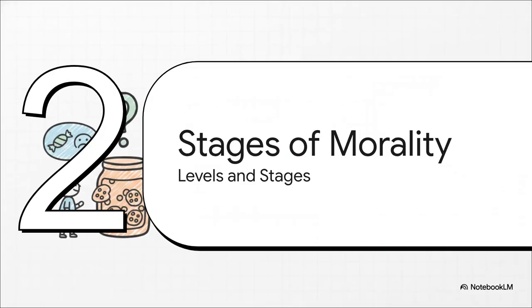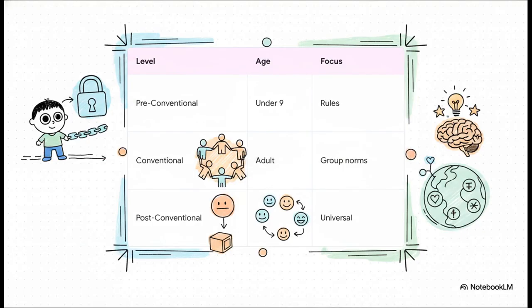Section 2, the theory itself, looking at the levels and stages of moral reasoning. Before we dive into the nitty-gritty, you have to remember this golden rule. Participants always progress through these stages in a fixed order. You absolutely cannot skip a stage, and you never ever regress backwards. Kohlberg basically divided this whole progression into 3 broad levels, and each of those has 2 stages. We've got pre-conventional morality, usually seen in kids under 9. Then there's conventional morality for young people and adults. And finally, post-conventional morality, which is based on your own universal values.